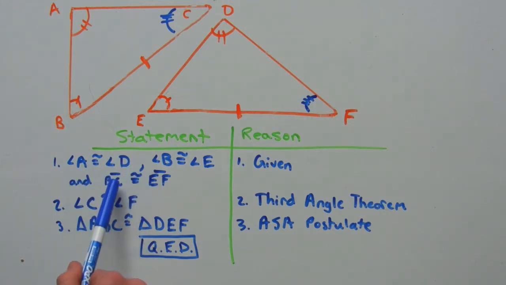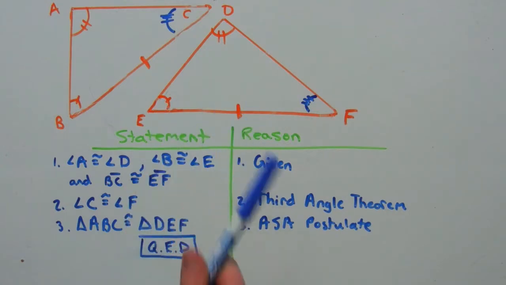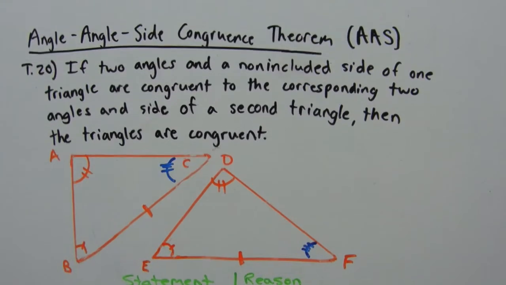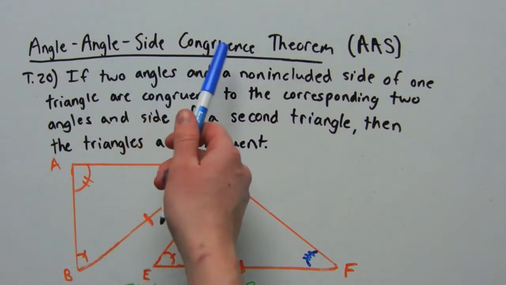That if two angles and a non-included side of one triangle are congruent to two angles and a non-included side of another triangle, then the two triangles are congruent. Angle-angle-side congruence theorem.